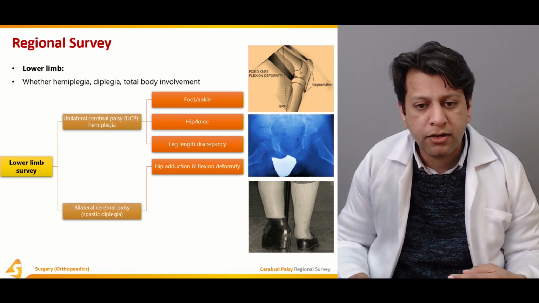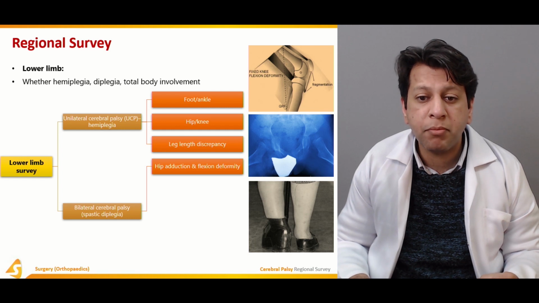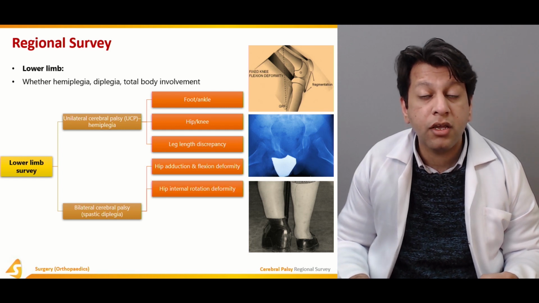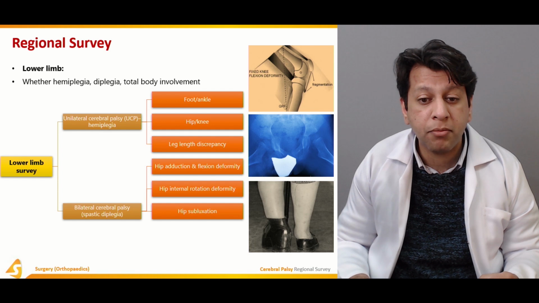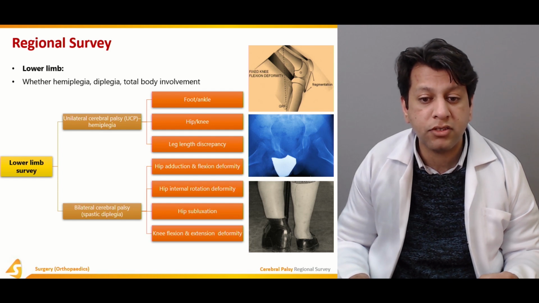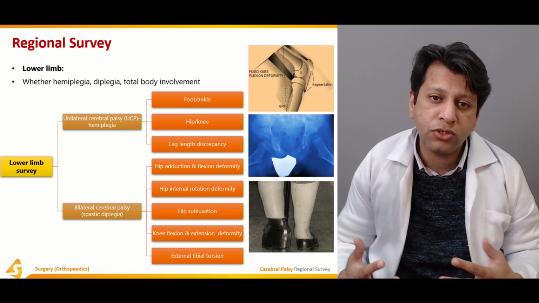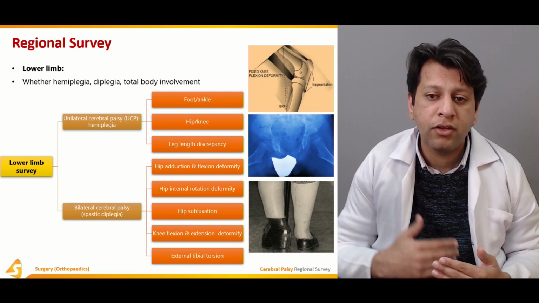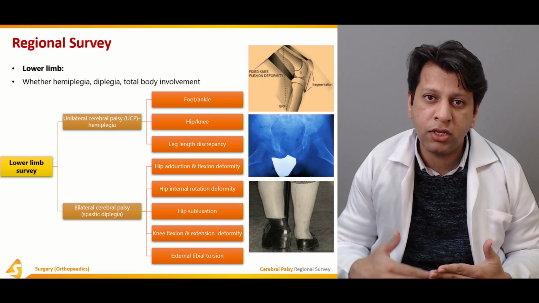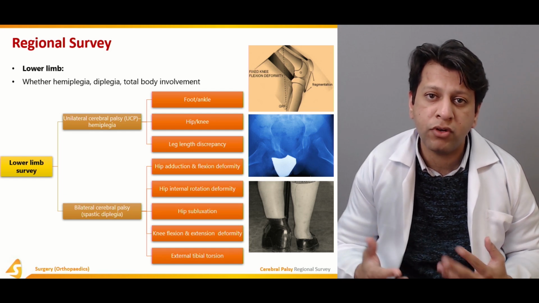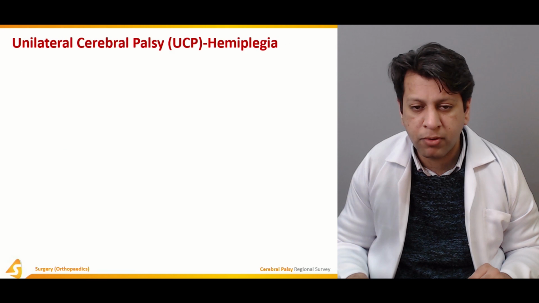But if it's bilateral, this may be associated with hip adduction and flexion deformity, hip internal rotation deformity, hip subluxation, knee flexion and extension deformity, and external tibial torsion. So depending upon whether it's unilateral or bilateral, we have to assess the hip, knee, foot and ankle, and tibia for bony and soft tissue abnormalities.